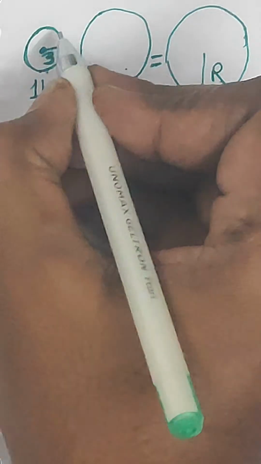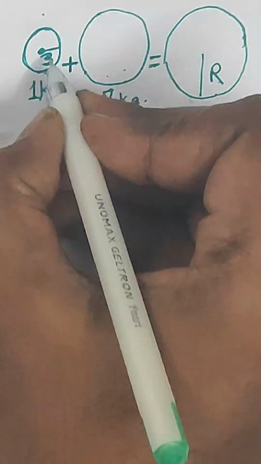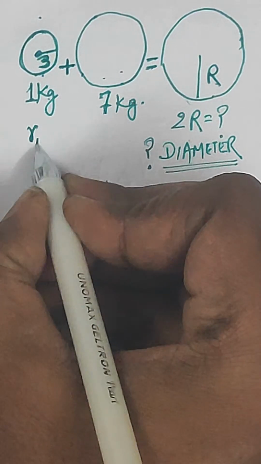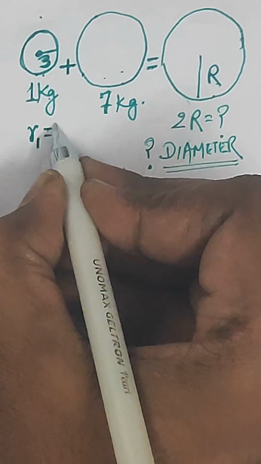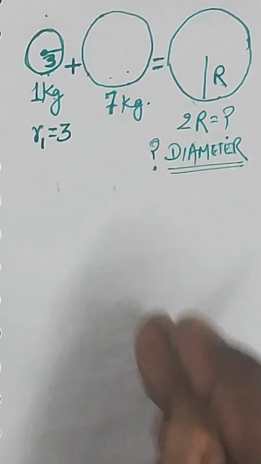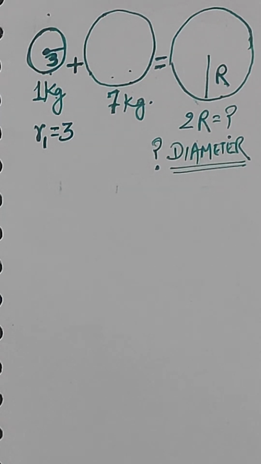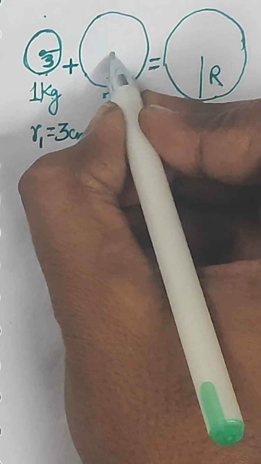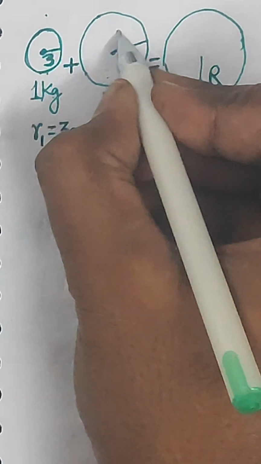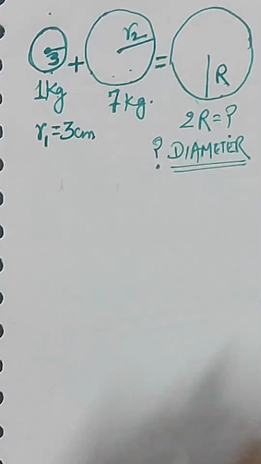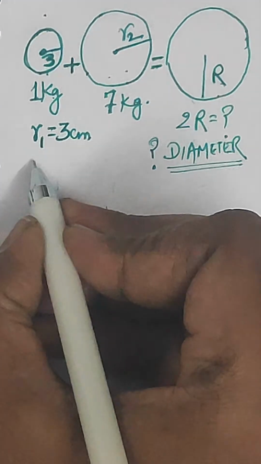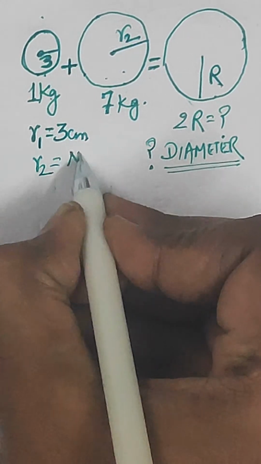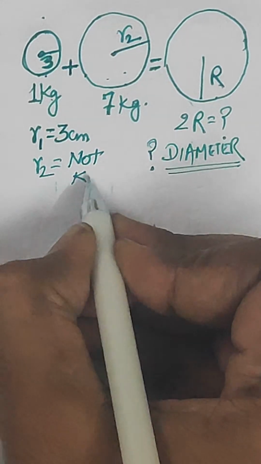The r1 over here is known to you. R1, the radius of the first sphere, is known to you, that is 3, right? It's 3 centimeter. And if the radius of the second sphere is R2, right? This R2 is not known to you. R2 is not known.